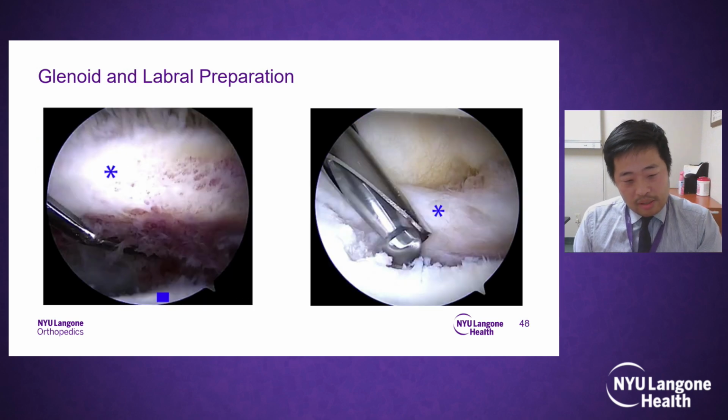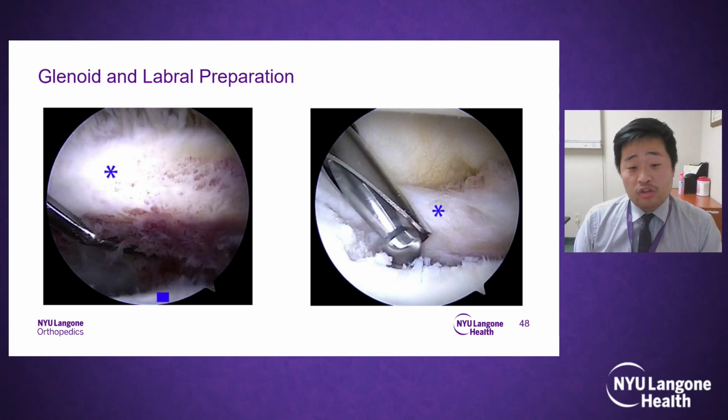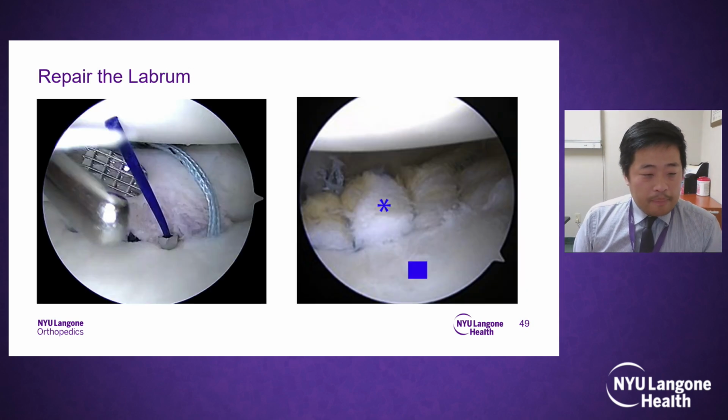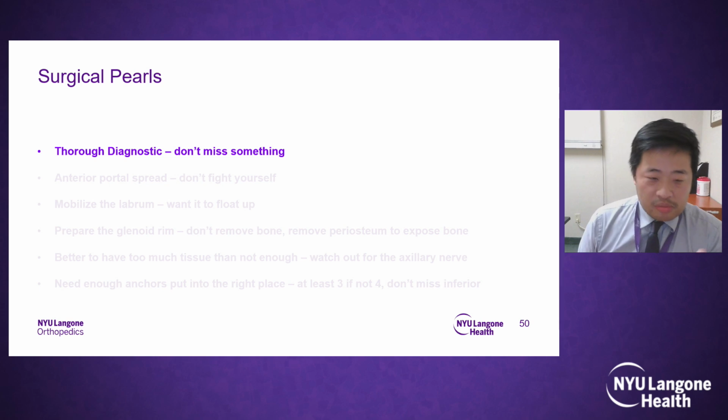You want to make sure that you really mobilize the labrum and that you prepare the bone in such a way that you can get the labrum to grow back. You don't want to remove bone. You just want to decorticate it a little bit, just dust it up a little bit, but you don't want to remove bone. Once you pass your sutures, you want to make sure you get an anatomic reduction, and the number of anchors matter. So here are just some surgical pearls.